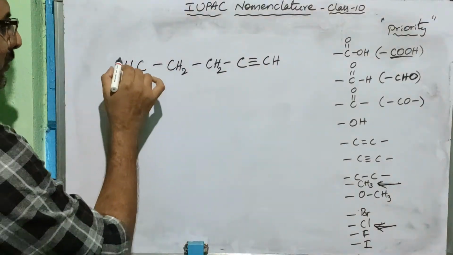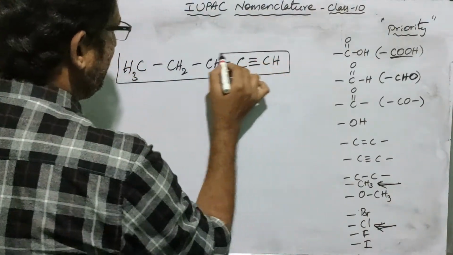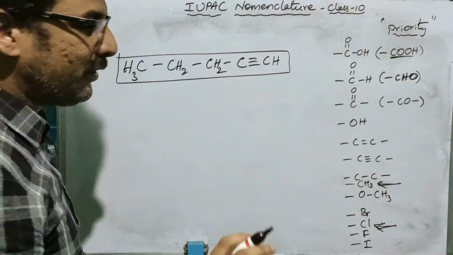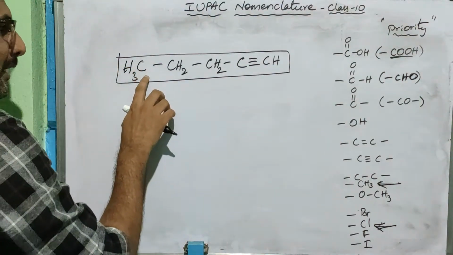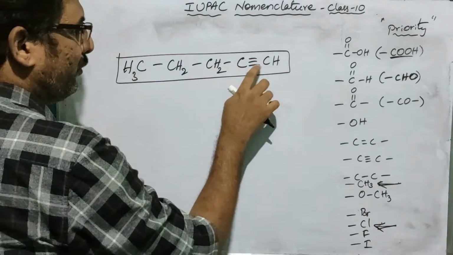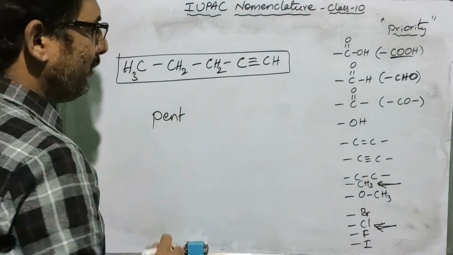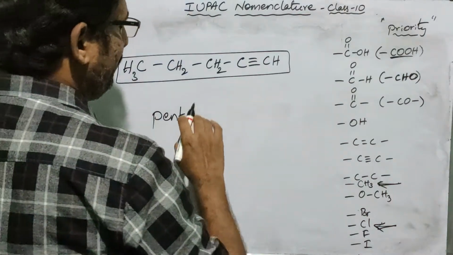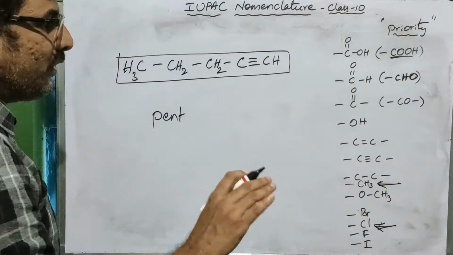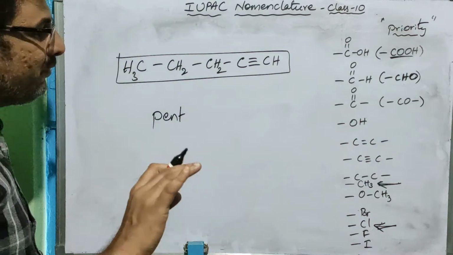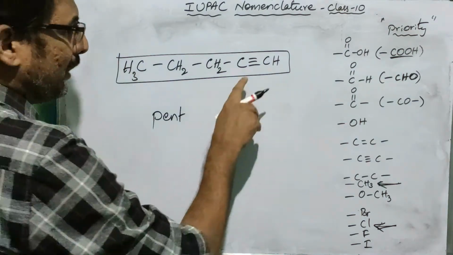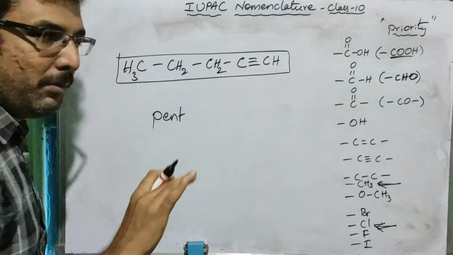Now again we have a single carbon chain. So again we start with the root word. How many carbon atoms are there? 1, 2, 3, 4, 5. For 5 carbon atoms, pent will be the root word. And coming to primary suffix, how do we give primary suffix? Based on the nature of the carbon-carbon bond. So here you have a carbon-carbon triple bond.